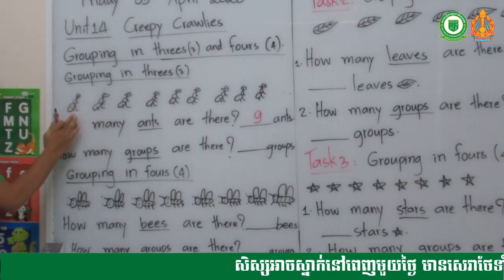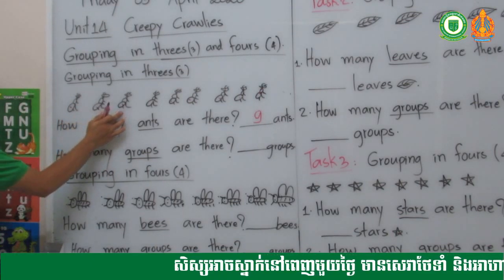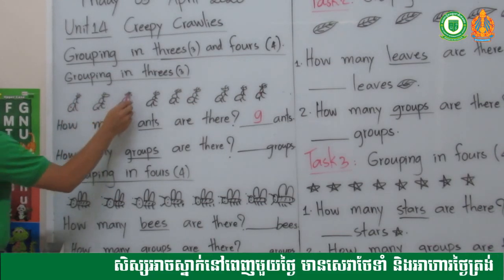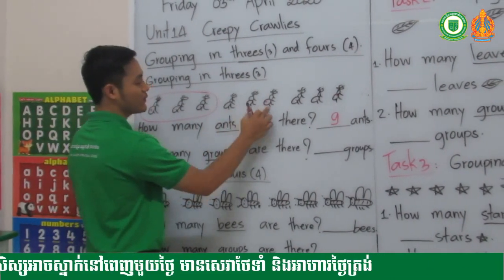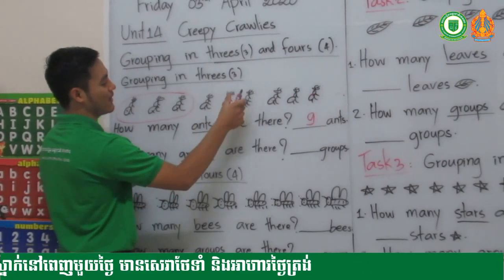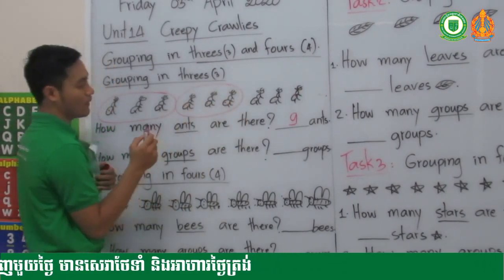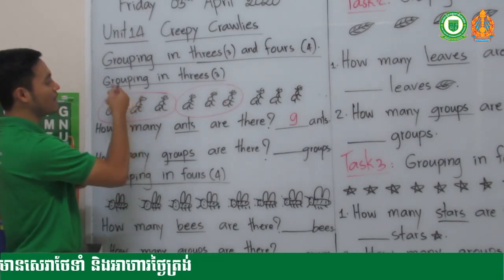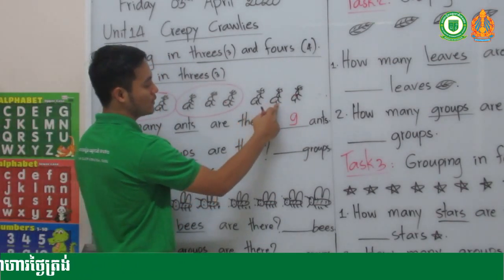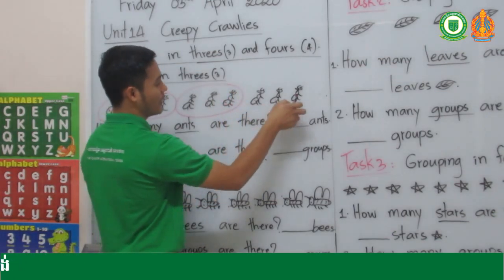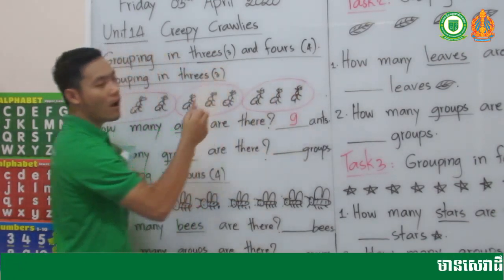Okay, counting 1, 2, 3. Okay, 1, 2, 3. Count it and group it. Okay, another one. 1, 2, 3. Again, 1, 2, 3. Group it. Why do we group in 3? Because here we learn about grouping in threes. Okay, and the last one is 1, 2, 3. Wow. So we already grouped it.